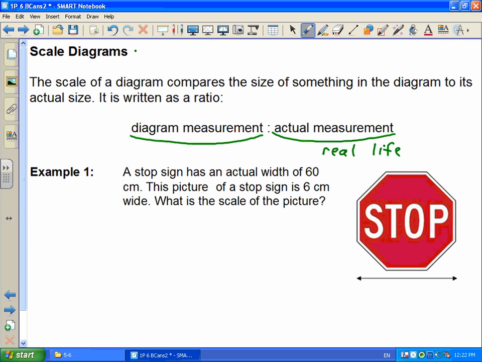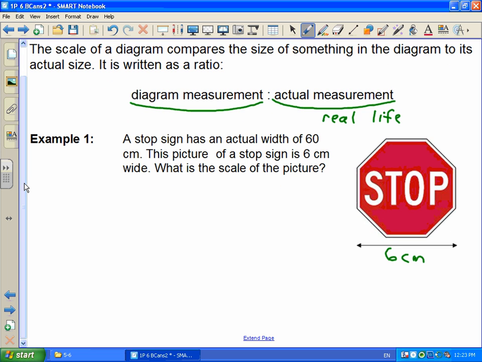A stop sign has an actual width of 60 centimeters, so that would be in real life. This picture of a stop sign is 6 centimeters wide. So if we were to measure this little picture here, we would measure it to be 6 centimeters across. What is the scale of the picture? Well, we want to set up a ratio of the diagram measurement to the actual measurement. So in this case, we're trying to find the scale. So they give us both of the numbers. They give us the diagram measurement, which is 6 centimeters, and they give us the real life measurement, which is 60 centimeters.